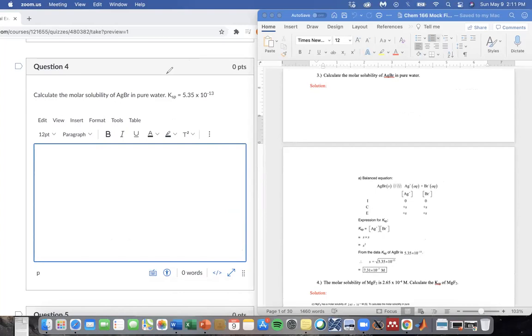And so you have your KSP, so you have to make sure that you write the correct expression. So it's just KSP is Ag+ times Br-, and so you'll have S squared. And then just take the square root of this KSP value, and you should get 7.31 times 10 to the negative 7th as your molar solubility. Any questions on that one?